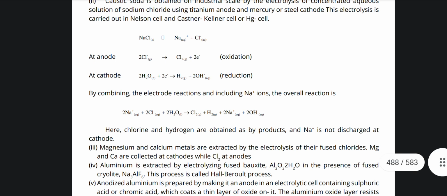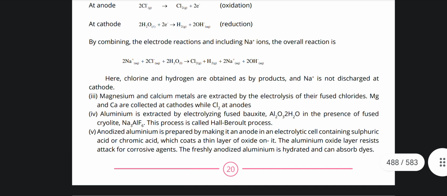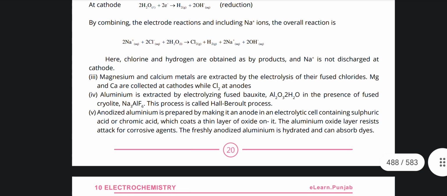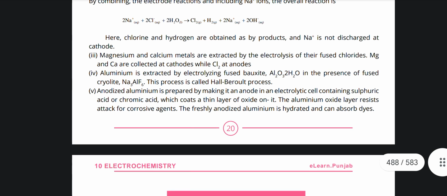NaCl gives us Na+ and Cl-. At anode, 2Cl- gives us Cl2 plus 2 electrons, oxidation, and at cathode 2H2O plus 2 electrons gives us H2 plus 2OH-. By combining the electrode reactions and including Na+ ions, the overall reaction is 2Na+ plus 2Cl- plus 2H2O gives us Cl2 plus H2 plus 2Na+ plus 2OH-. And here chlorine and hydrogen are obtained as the byproducts, and Na+ is not discharged at the cathode.